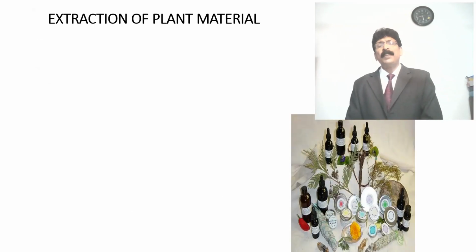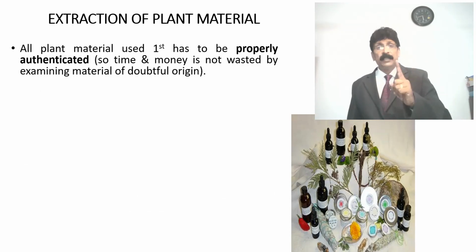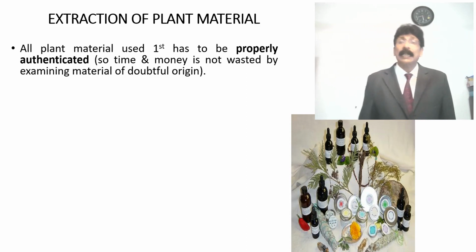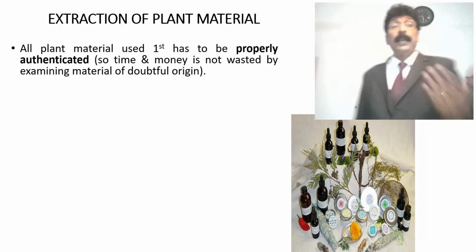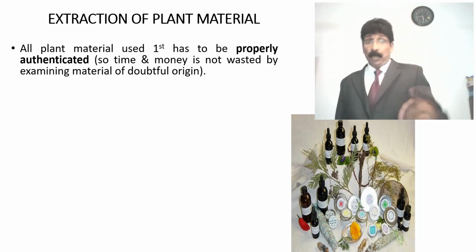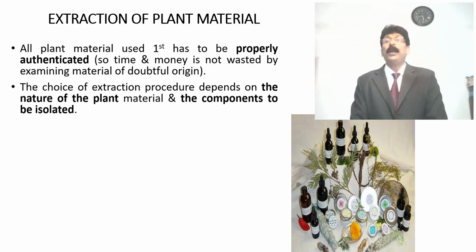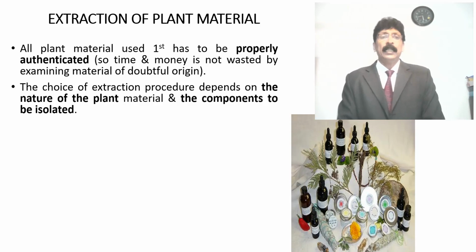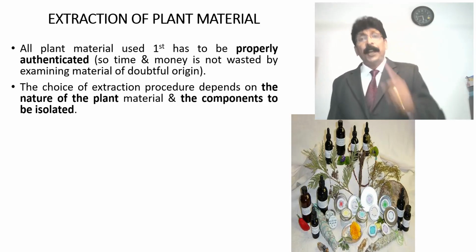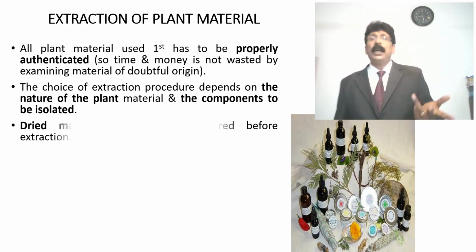Extraction of plant materials, some of the points. All plant materials first have to be properly authenticated. Time and money are not wasted if authentication is done in the beginning itself. Examining material of doubtful origin after doing your experiment will be avoided if you do the authentication by a proper botanist. The choice of extraction procedure depends on the nature of the plant material and the components to be isolated.